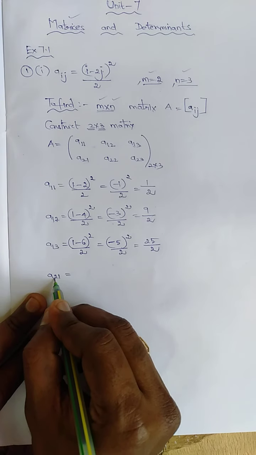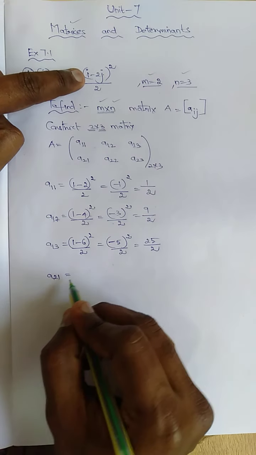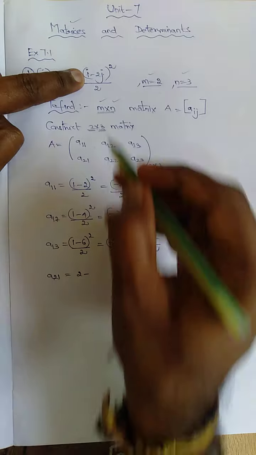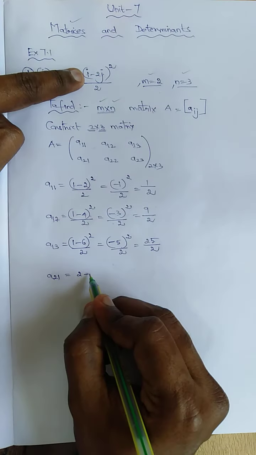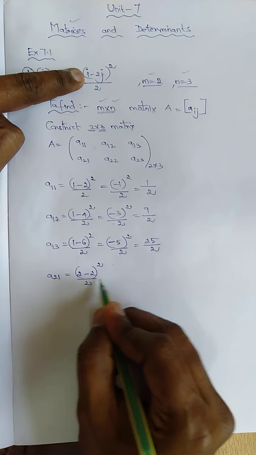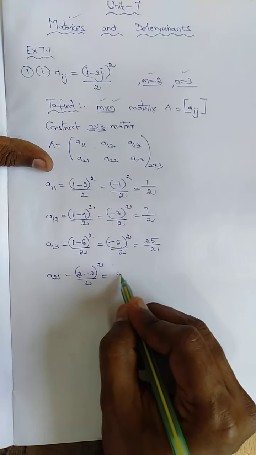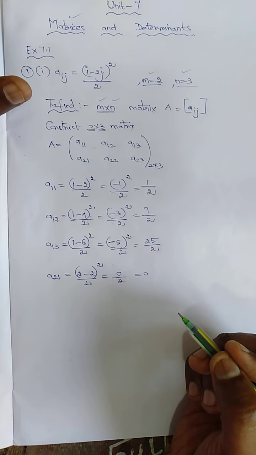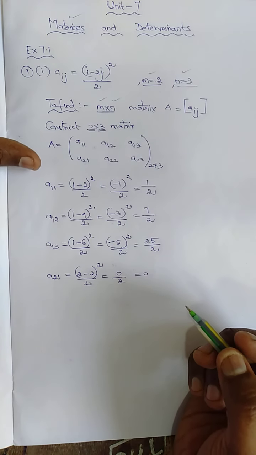Next, A21. Here I is 2, j is 1. What is I? I is 2. 2 minus, j is 1. 2 into 1 is 2. First put the whole square, then divide by 2. 2 minus 2 is 0. 0 by 2 is nothing but 0.